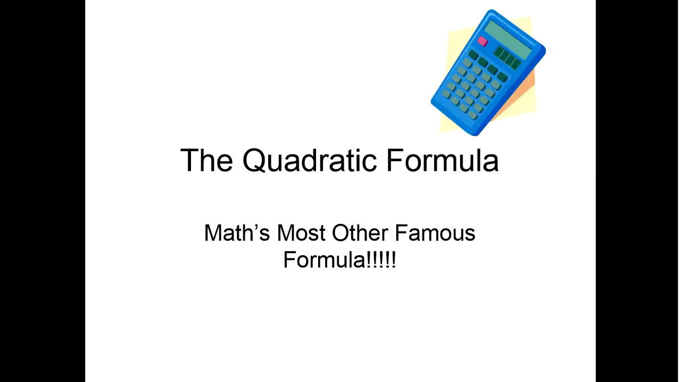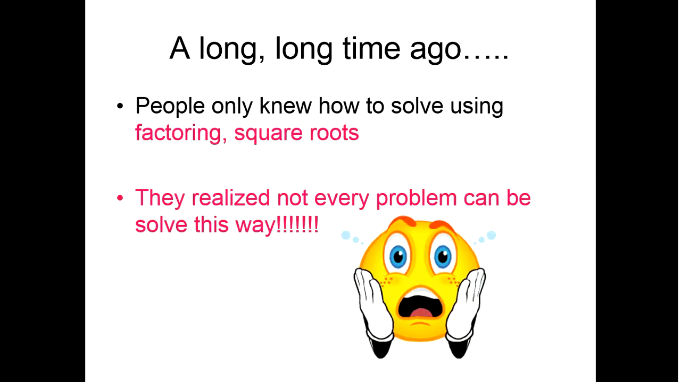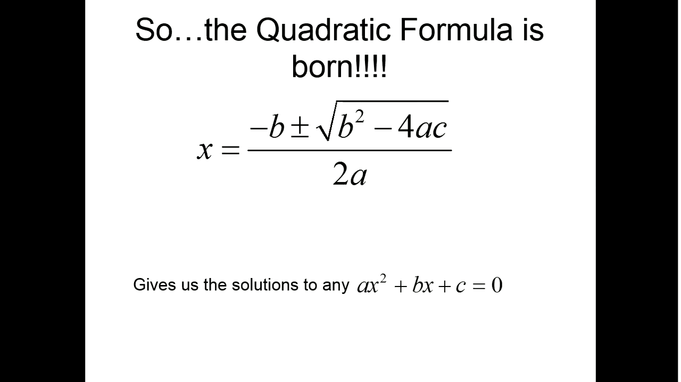This is math's most famous formula behind the Pythagorean theorem, but the quadratic formula is the second most special formula in math. A long time ago, people only knew how to solve using factoring or square roots, and they realized not every problem can be solved this way. So they freaked out and went, oh no, we need to find a new way to solve quadratics. So the quadratic formula was then born.